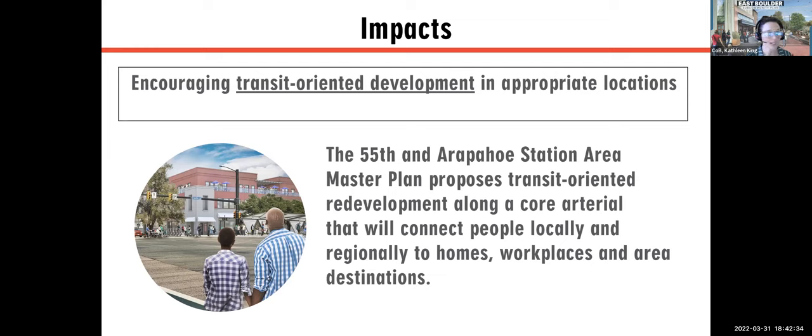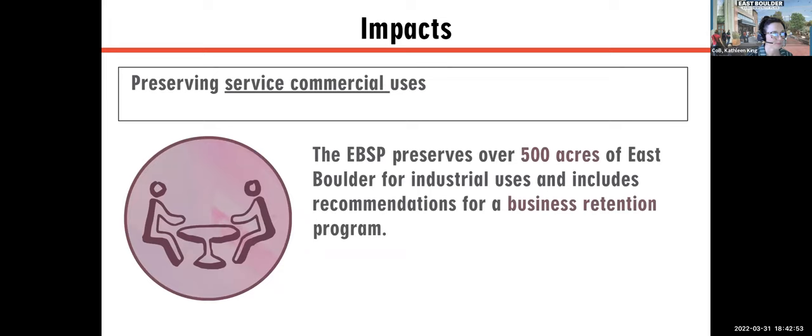So the next concept in the policy encourages transit-oriented development. The plan recommends the creation of a new land use designation, mixed-use TOD, and proposes transit-oriented development at the 55th and Arapahoe station area as described in the station area plan. To preserve service commercial uses, the plan applies community industrial land uses to key areas of East Boulder, preserves over 500 acres for industrial uses, and includes recommendations for a business retention program to help manage potential displacement from redevelopment projects.